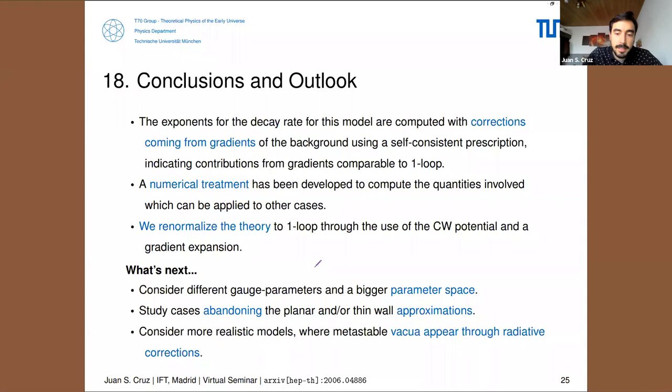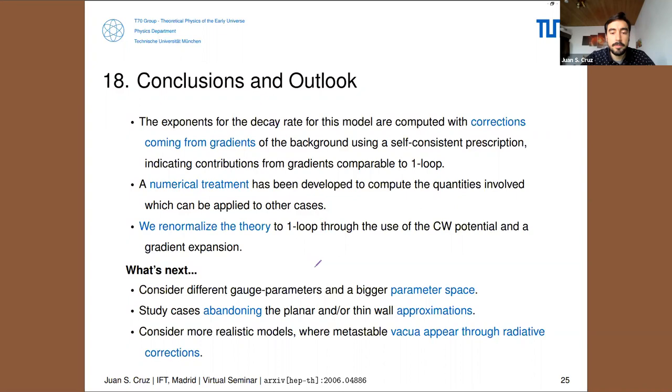Outlook, then, well, now this is just a starting point. Still, our set of questions is not fully answered yet. So we want to check other parameters, probably, and also lift some of the assumptions that we made, such as planar wall or thin wall. And hopefully, now that we have a working code, move on into changing the gauge choice. So we now want to finally start looking into other gauges and how big is the impact on these quantities.